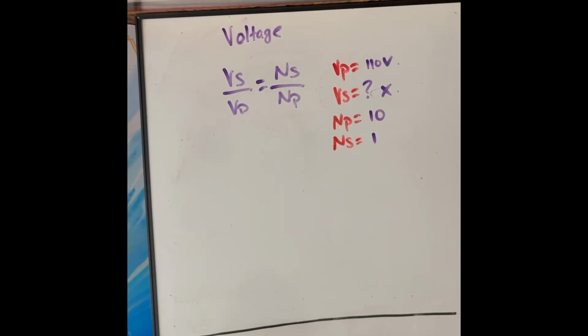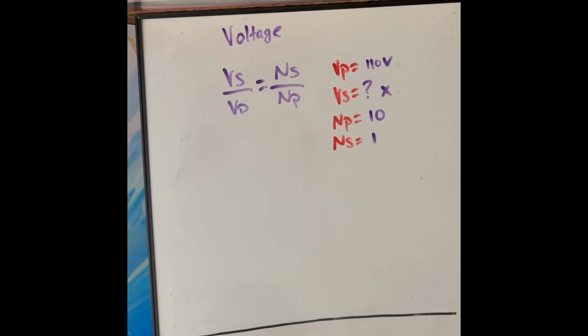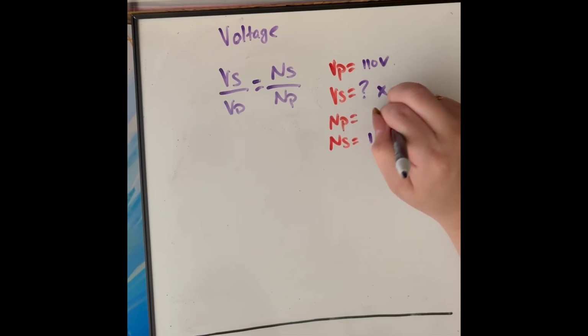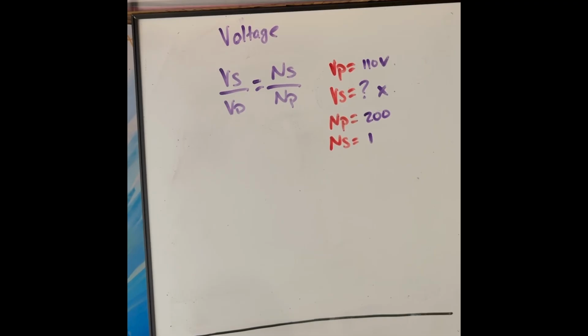Our voltage is the same on this one too, so we'll keep it that way. 110 is our applied voltage. What is the output voltage, our VS, if the primary side of the transformer has 200 turns, and the secondary side has 1,000 turns?